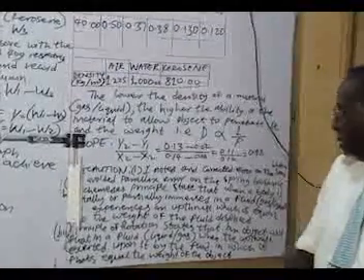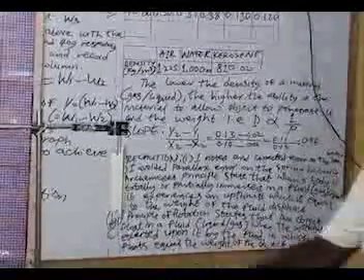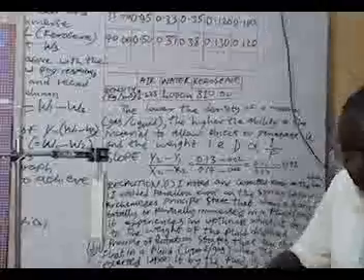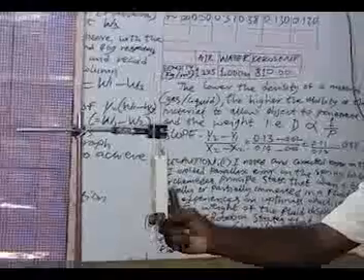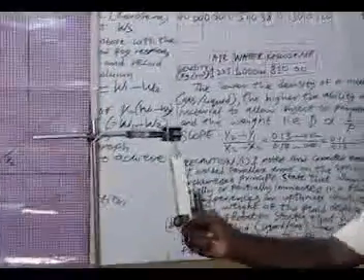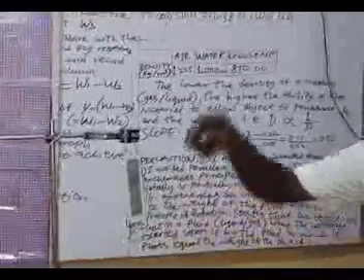Then the second one is: avoided parallax error on the spring balance, because when you are working on it, you must look at the value directly. The value you got, you read it directly. You don't read it from top or below. That's how to avoid parallax error.